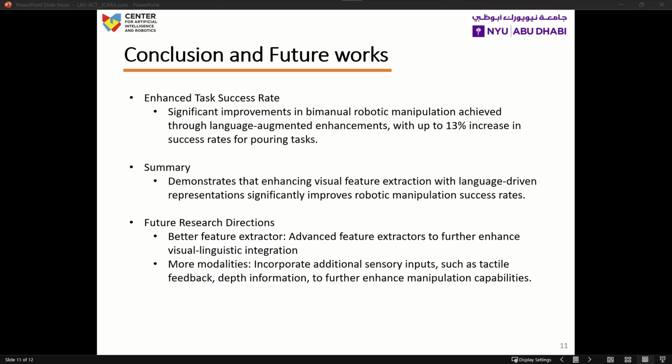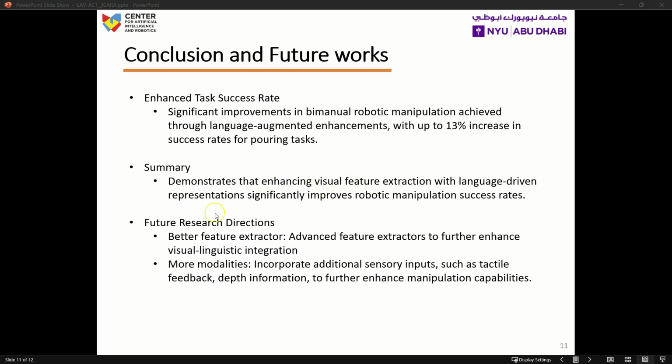Hence, our work on LAV-ACT demonstrates the power of integrating language-driven representations with visual perception to improve bimanual robotic manipulation. We see significant improvements in robotic manipulation, particularly in bimanual tasks, with experiments showing up to a 13% increase in success rates for complex actions such as pouring tasks. This research also demonstrates that enhancing visual feature extraction leads to better task execution.